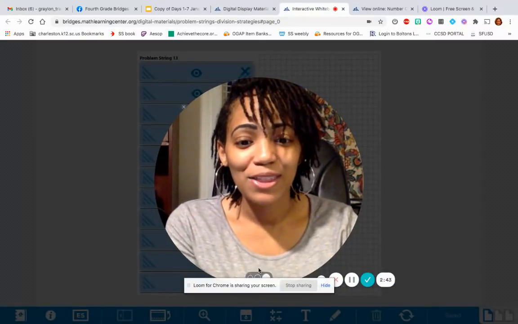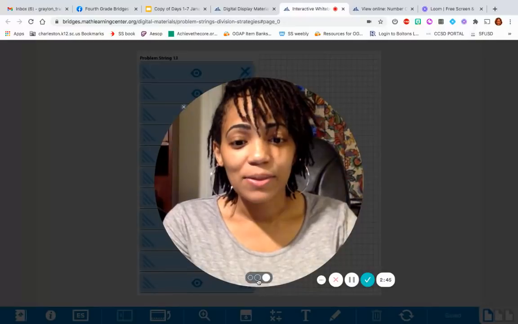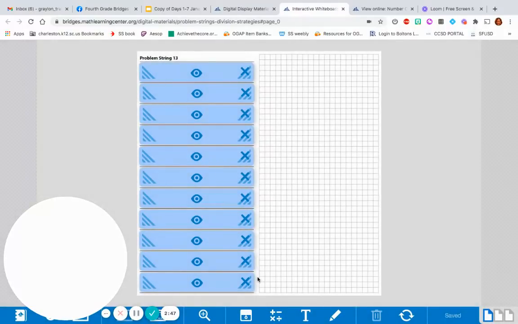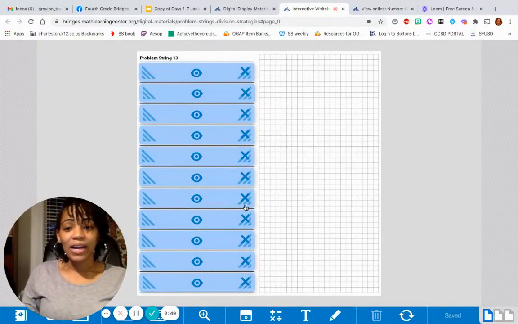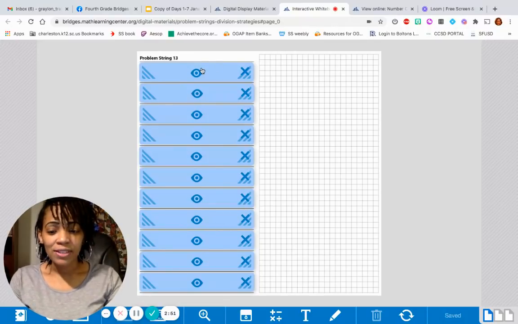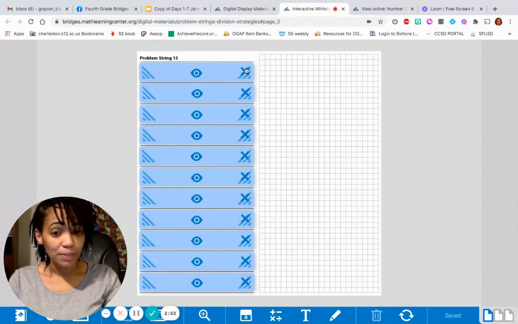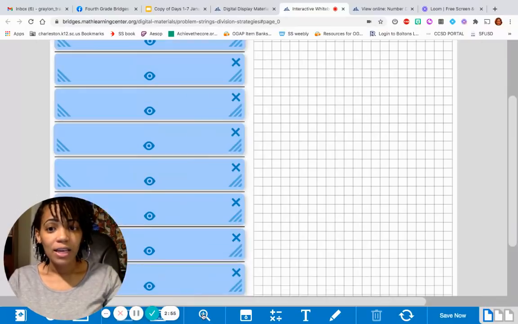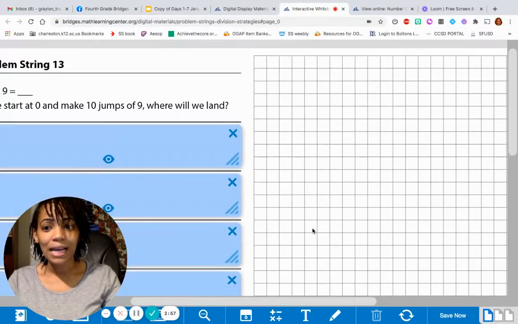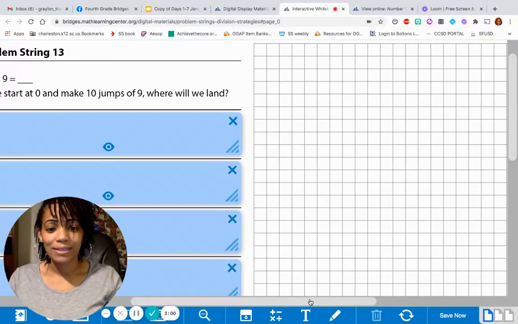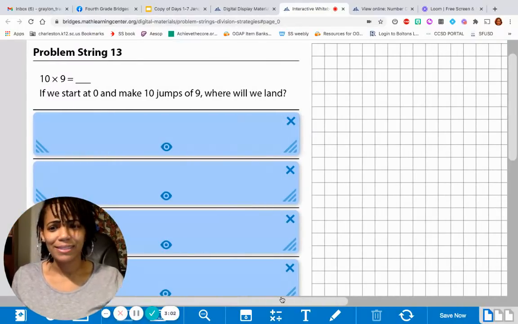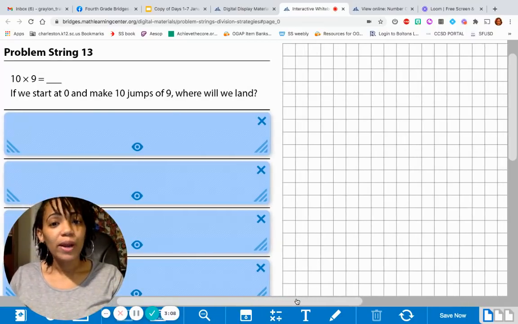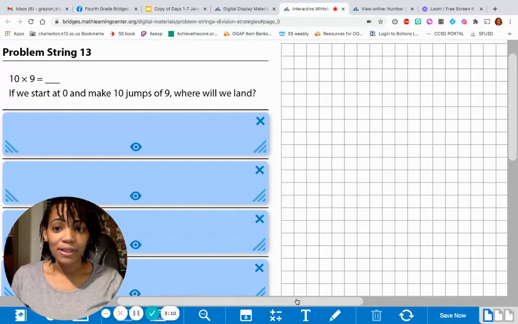I know that was kind of a long intro, but that's okay. We're going to move through this as quickly as possible. So, here is the very first problem for today's problem string. And I will zoom in. It says 10 times 9. We know 10 times 9, right? What is 10 times 9? But because I told you it's going to connect to what we're doing later, we're going to go ahead and draw it out on a number line so that we can represent our thinking.